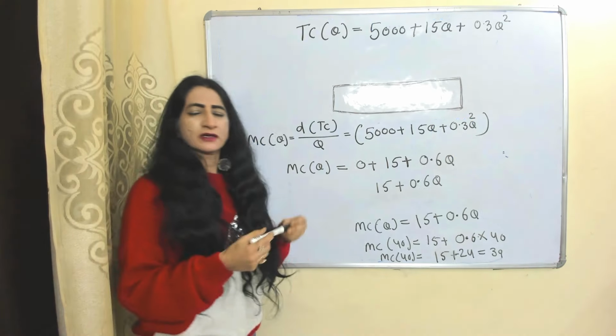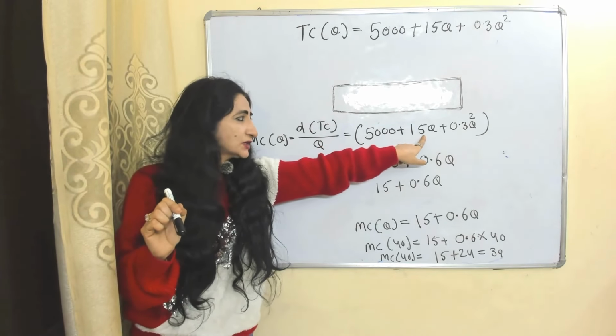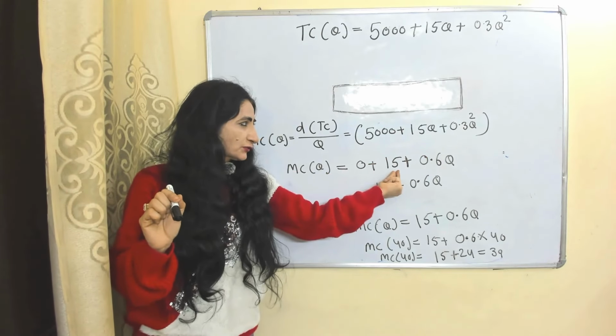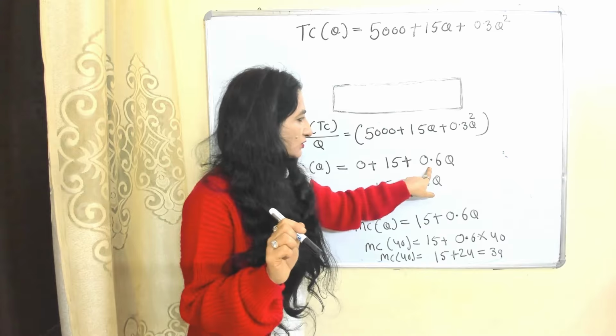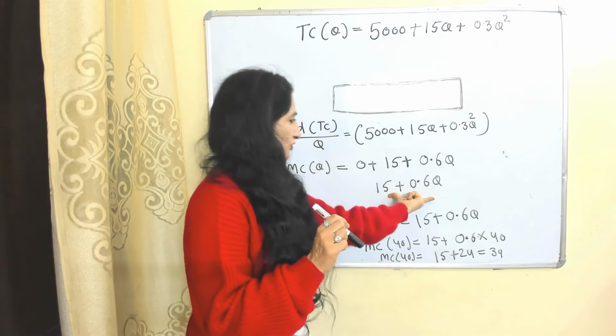Total cost function is given. We have to calculate marginal cost. In order to calculate marginal cost, we differentiate this total cost function with respect to quantities. The derivative of a constant is 0. Here in place of x we have q. The derivative of 15q is equal to 15, and the derivative of 0.3q square is equal to 0.6q. So this will be called our marginal cost.